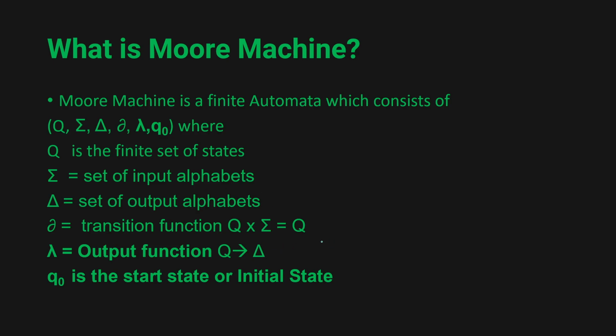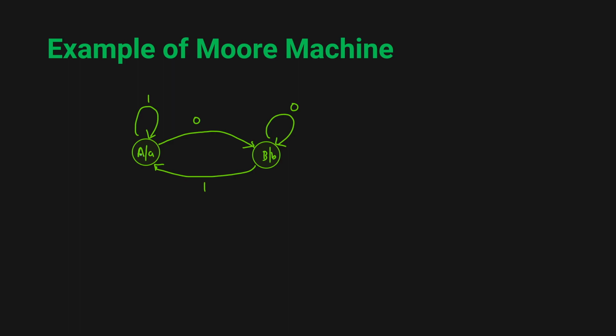Now, what is the output function? Output function means that the output is only dependent on your current state or the states. It is not dependent on the input alphabet. So let's look at an example to understand it. Let's say you are in state A. If you are in state A, the output alphabet you're going to get is going to be small a. And if you're in state B, then the output alphabet that you're going to get is small b.